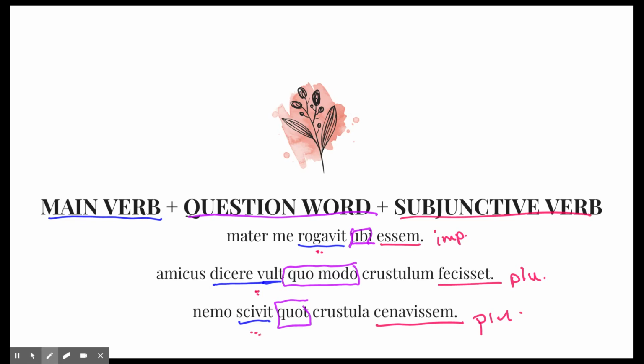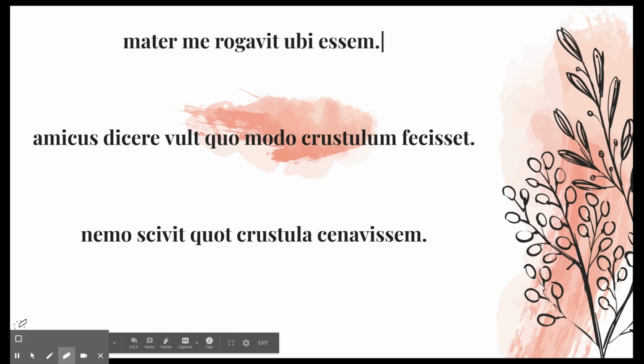So you can see they all follow the same basic pattern of a main verb, a question word, and a subjunctive verb. Latin is full of patterns. Once you start recognizing these patterns, translating is easier. So let's actually translate these sentences.